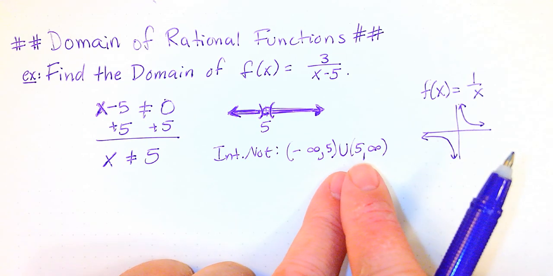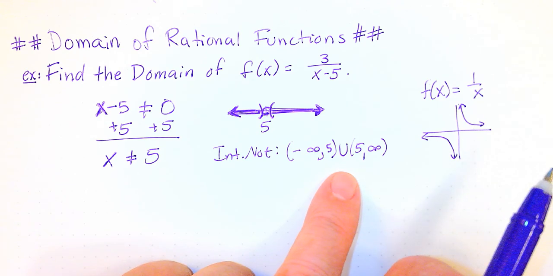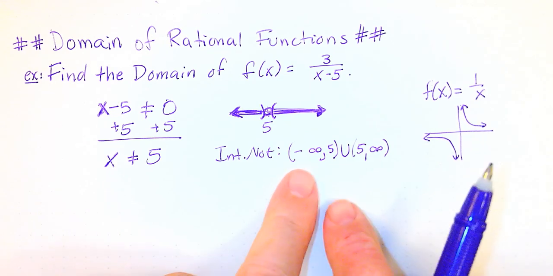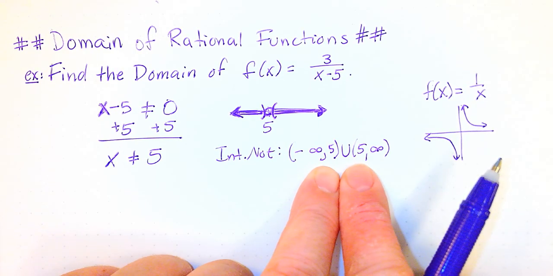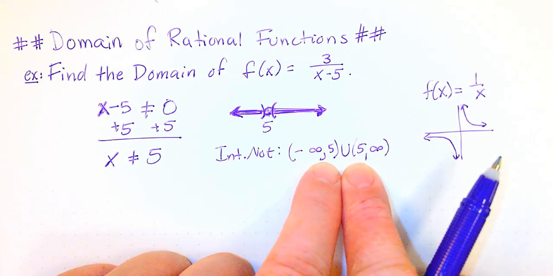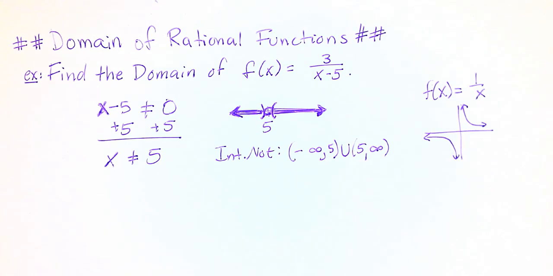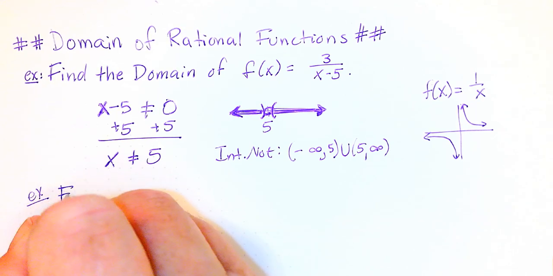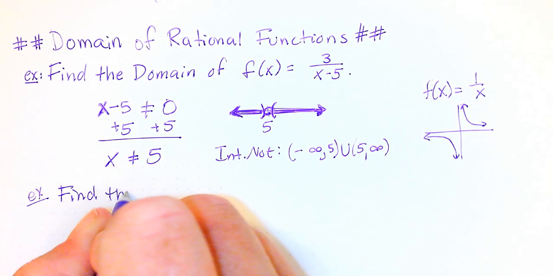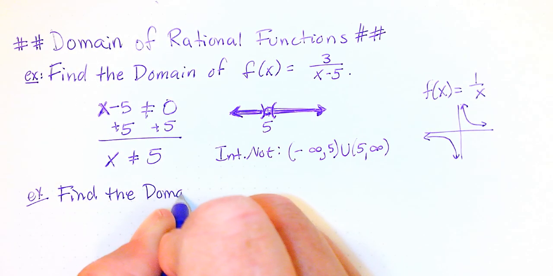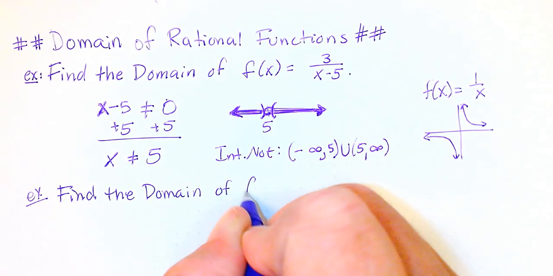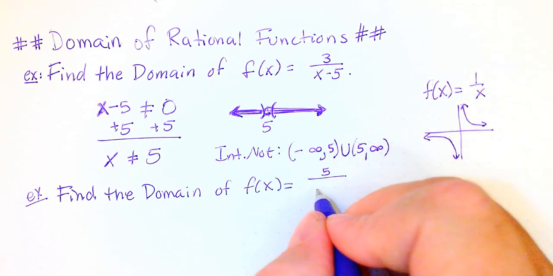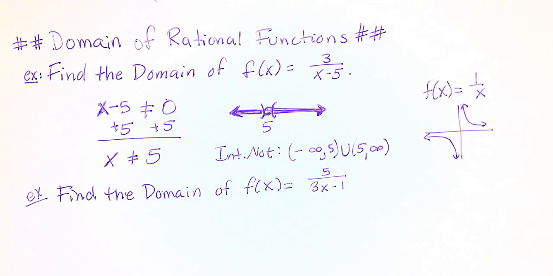So if we had, let's say, x minus 2 here, then the thing that would change here would be these 5s would change to 2s. Okay, let's do something that's a little more complicated though. So let's say we want to find the domain of f of x equals 5 over 3x minus 1.